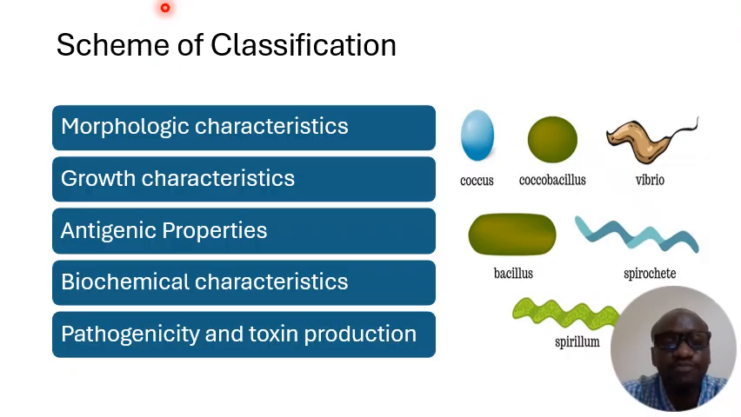Then we have the antigenic properties. Antigenic properties are surface molecules that bacteria possess, and they can trigger immune responses. These molecules are known as antigens because they can trigger an immune response, and they vary between species of bacteria and strains of bacteria. We have the capsular antigen, which is the K antigen. We have the flagellar antigen, which is the H antigen. We have the somatic antigen, which is the O antigen.